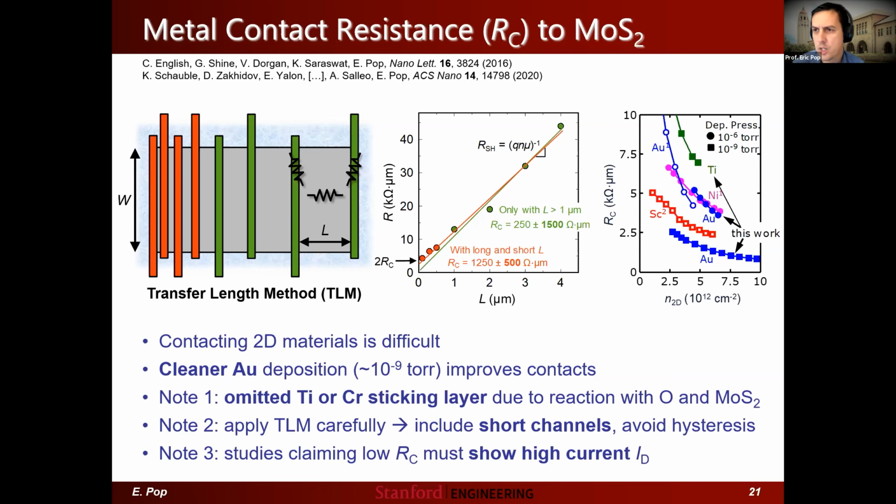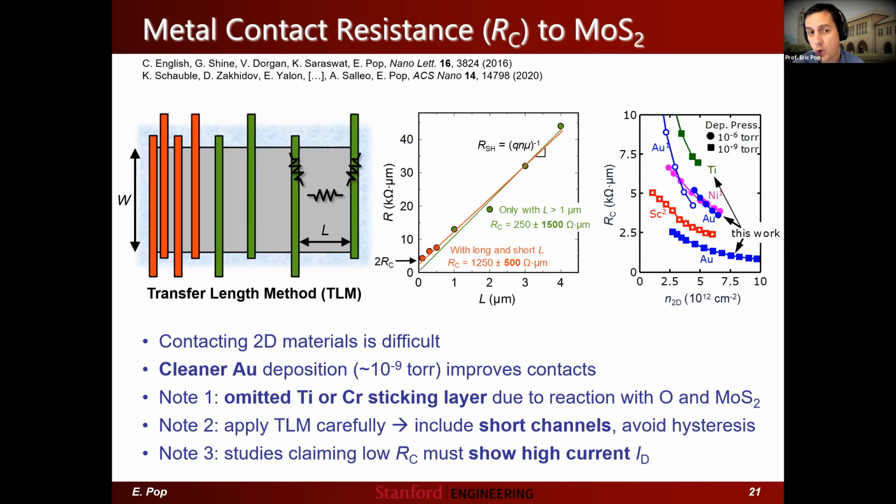More recently, we've been using pure silver, and some alloys of gold and indium and gold and tin very recently, but so recent that I don't have data for them. But in any case, things without reactive sticking layers are very important. The other thing is to apply what's called the transfer length method very carefully. You need to include both long channel devices as well as short channel devices, because if you don't, it turns out that your extraction of contact resistance can actually be quite full of errors.